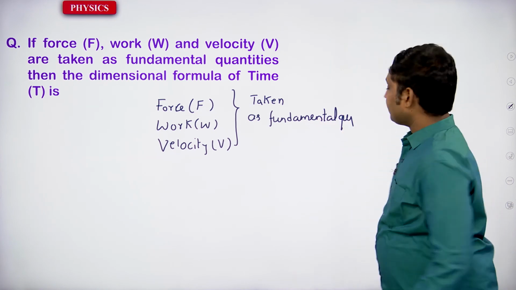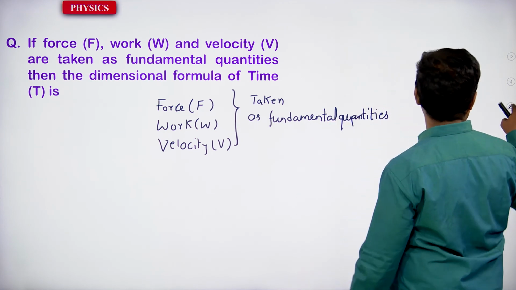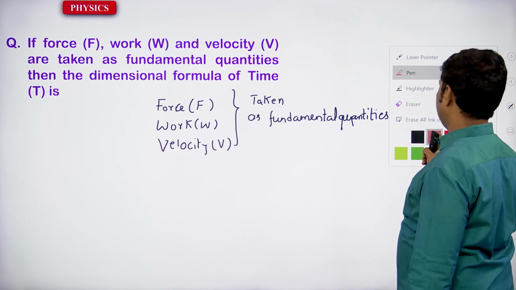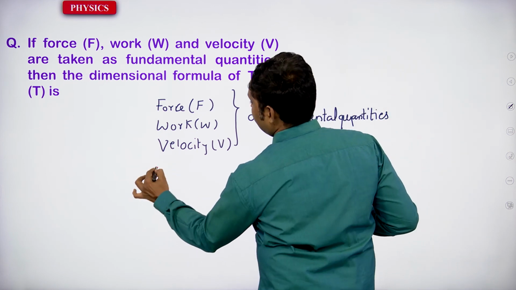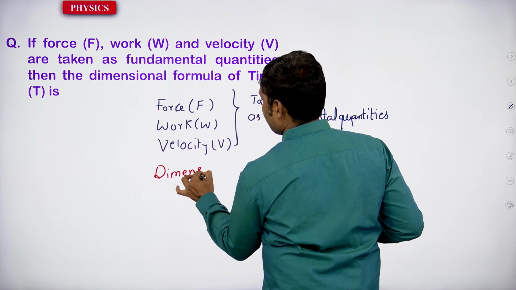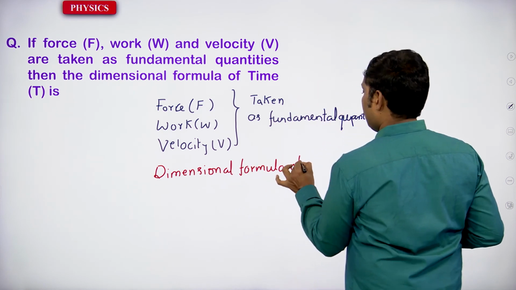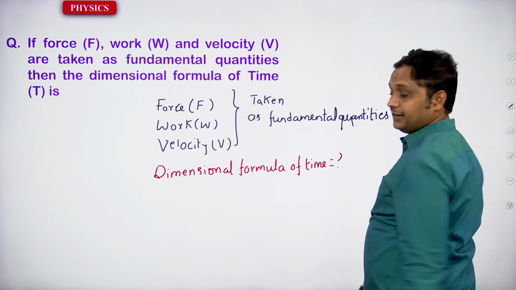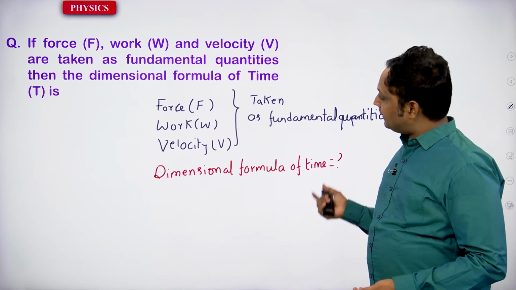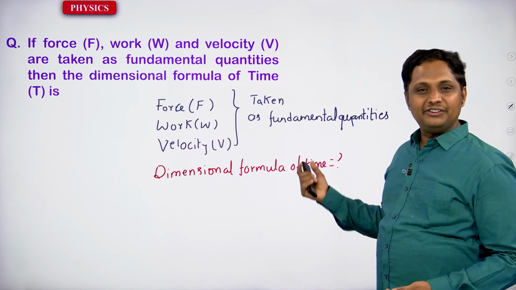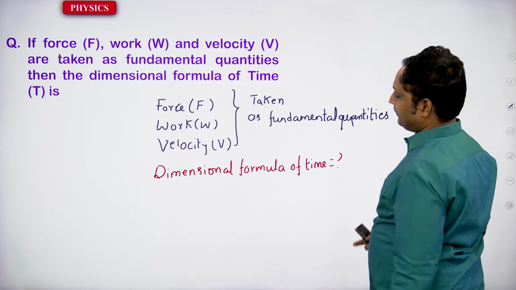All right, it is very clear. So, we are going to get this one, right. Now, what they are asking you, the dimensional formula of time is equal to question mark, that is very clear. Generally, we take mass, length, time as the base quantities, but here instead of MLT, force, work and velocity have been considered as the base quantities.